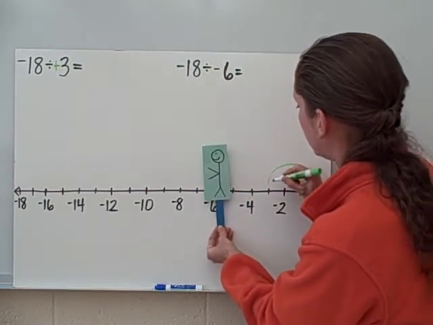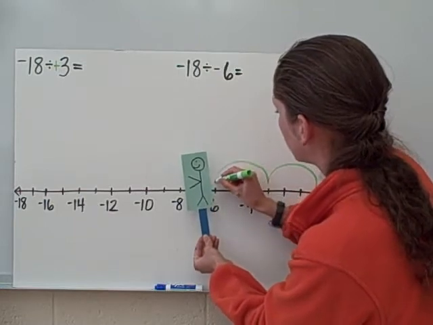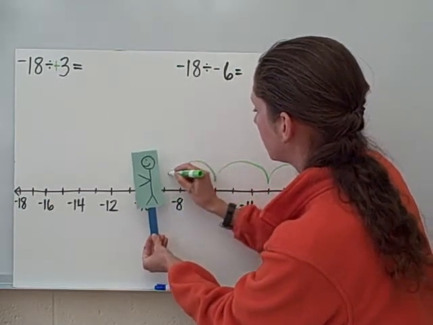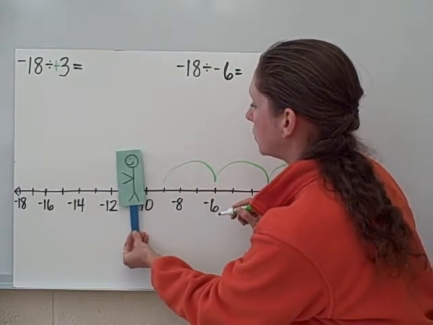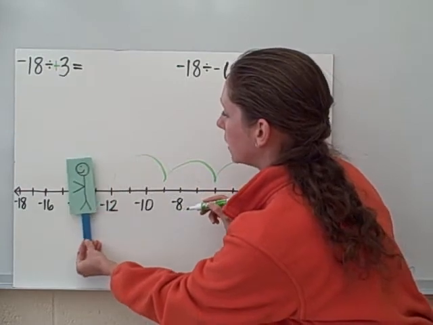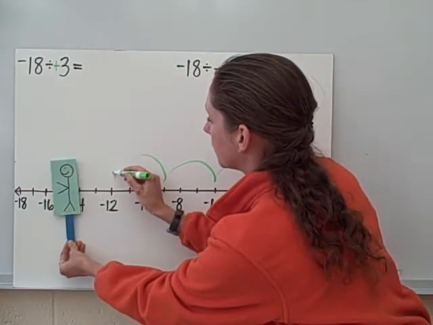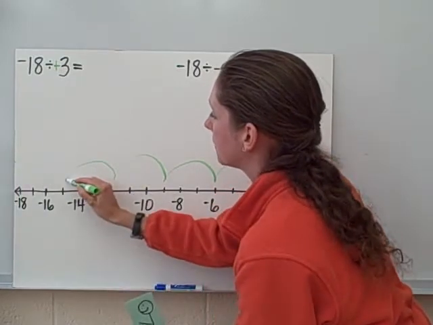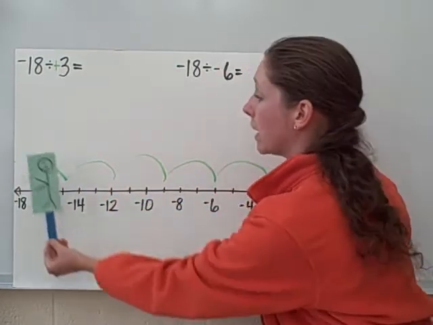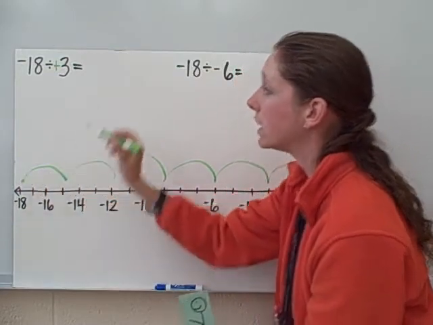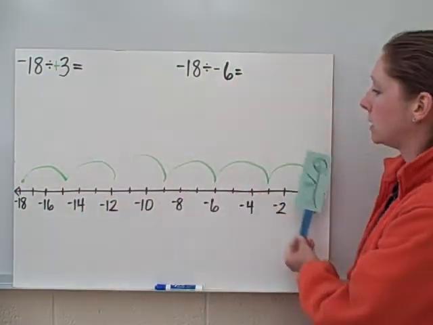Again, 1, 2, 3, and again, 1, 2, 3, and so on for six groups of 3 in all. So we've made it to our destination of negative 18, walking forwards, positive, in steps of 3.